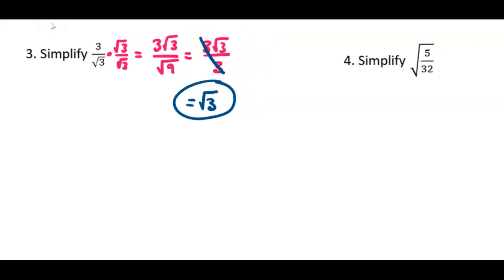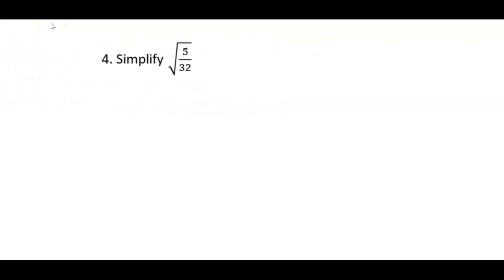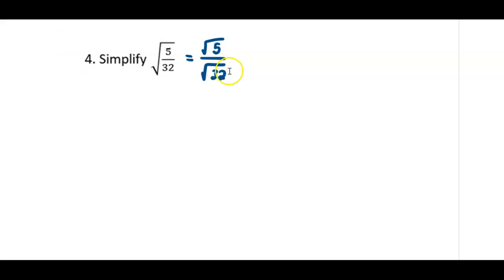Okay, let's try another one. When it's in a large fraction like this, with the square root over the entire fraction, you can write it as the square root of the top number over the square root of the bottom number. Now, having the square root on the top and the numerator is not a problem. It's the bottom, the denominator, that is a problem. So we want to move this square root of 32. So we are going to multiply by the square root of 32.